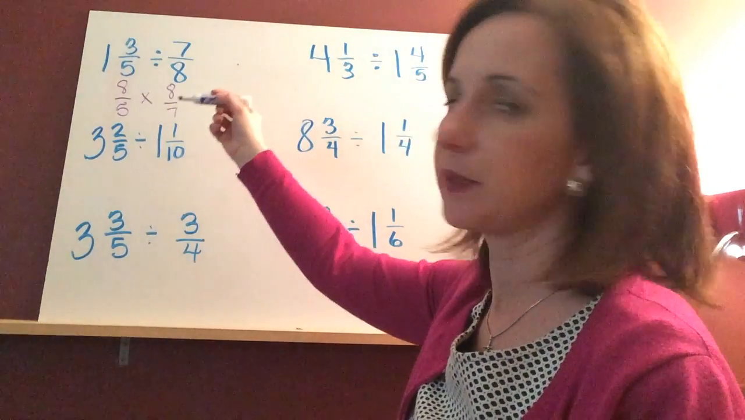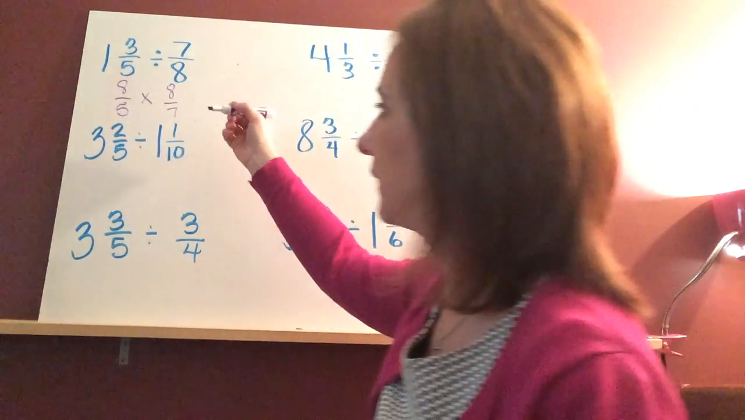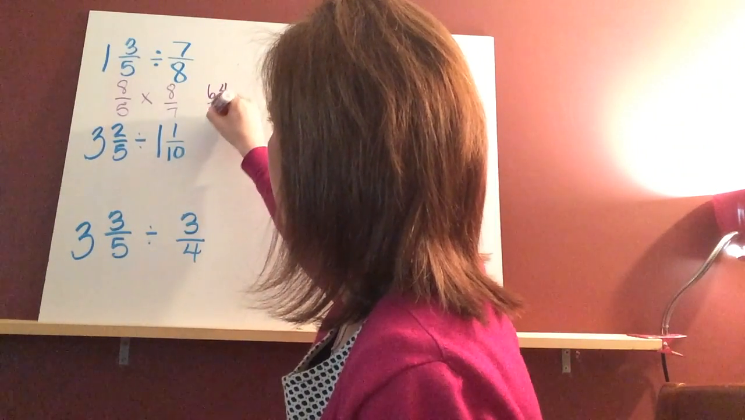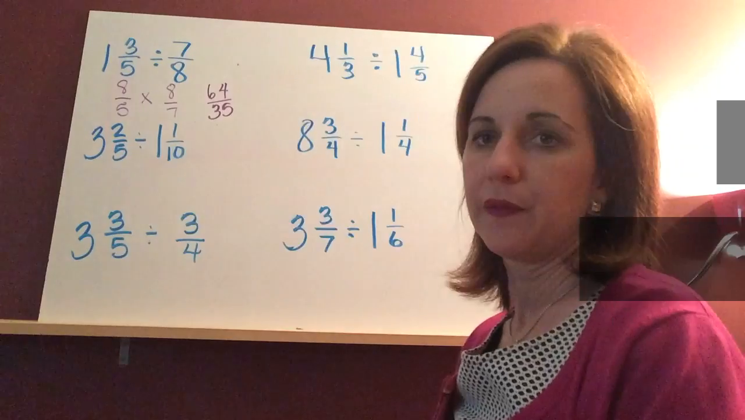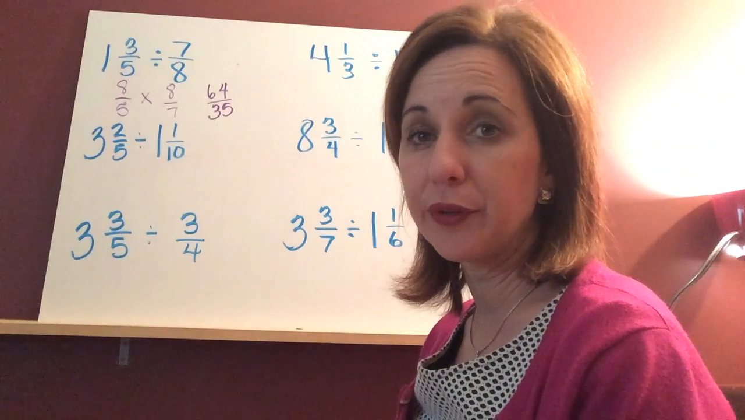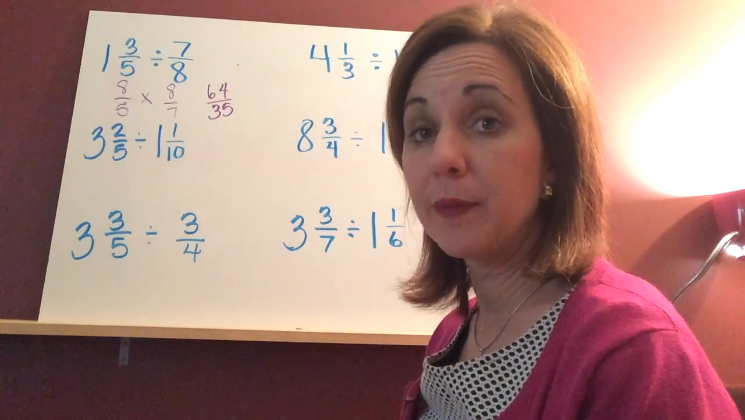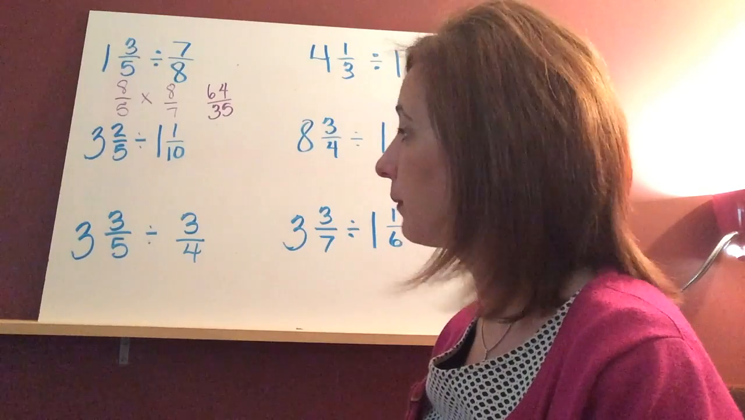How many 7/8 are in 1 3/5? And the answer is 64/35. The common factors of 64 and 35 are 1. So that means it is in simplest form, and I don't have to turn it into a mixed number.